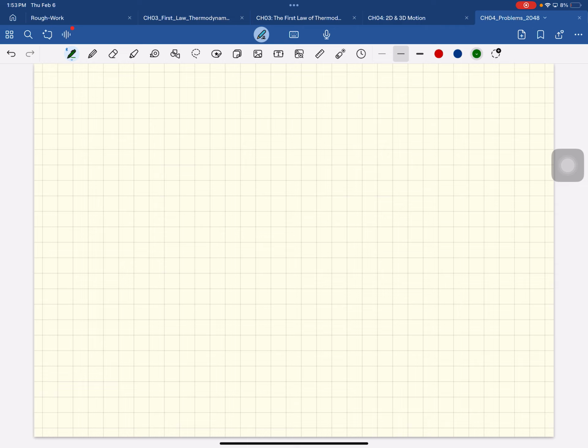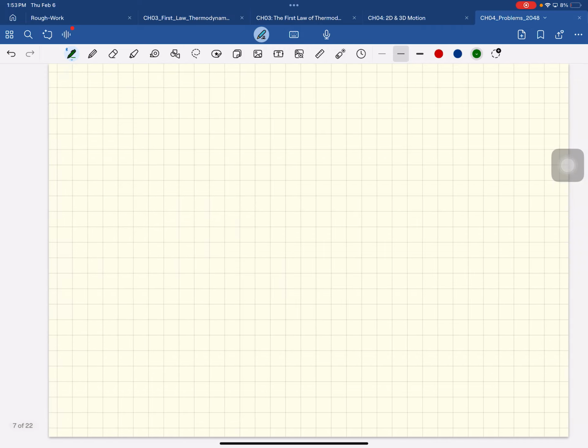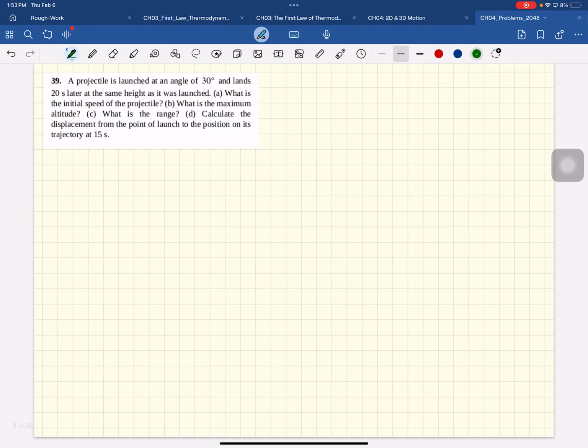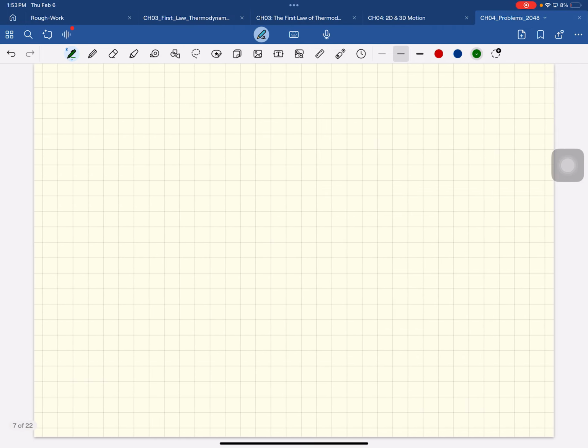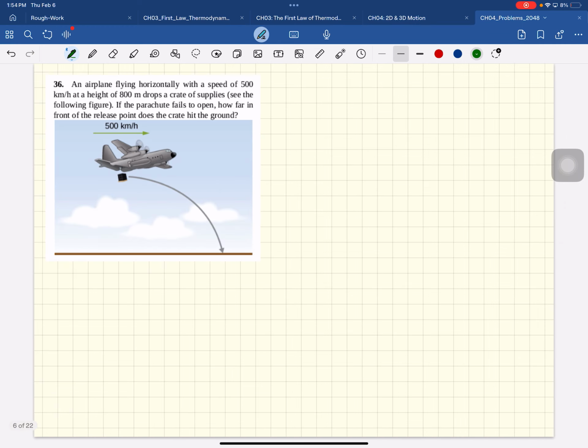Okay, my iPad has 8% battery, so we'll do one more problem. Okay, so this is a similar problem, except that this projectile is launched from a much higher elevation, and its initial velocity is much higher.